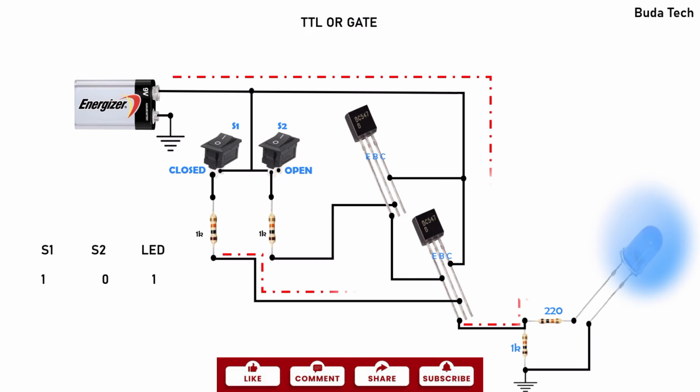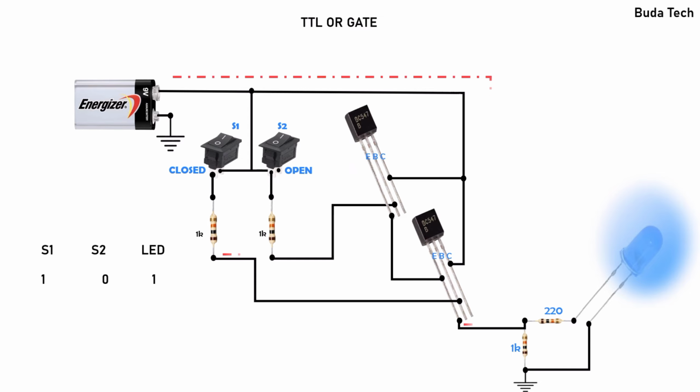The next case is when we have 1 0, so it means that switch 1 is closed and switch number 2 is open, so transistor number 2 will turn on since the base current is present, and will allow the current to flow from the collector toward the emitter. The current flowing from the collector to the emitter is connected to the LED, so the LED will turn on easily because the current will reach the LED. And here transistor number 1 is off since the switch number 2 was open.